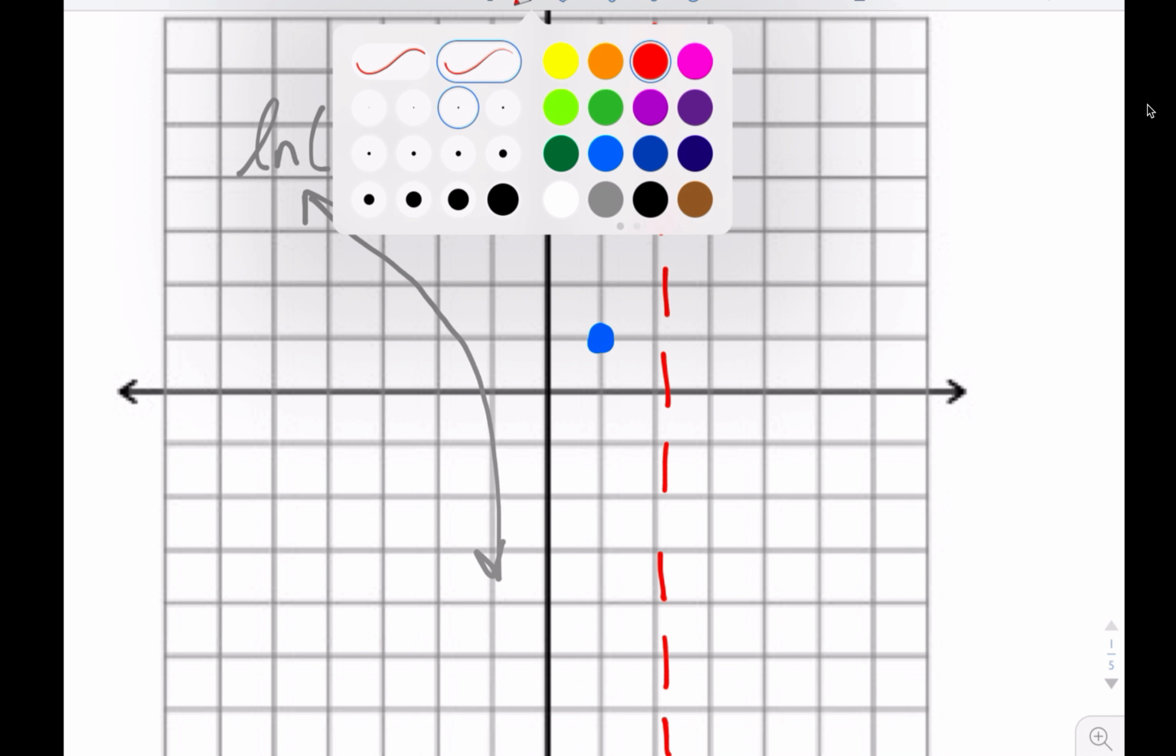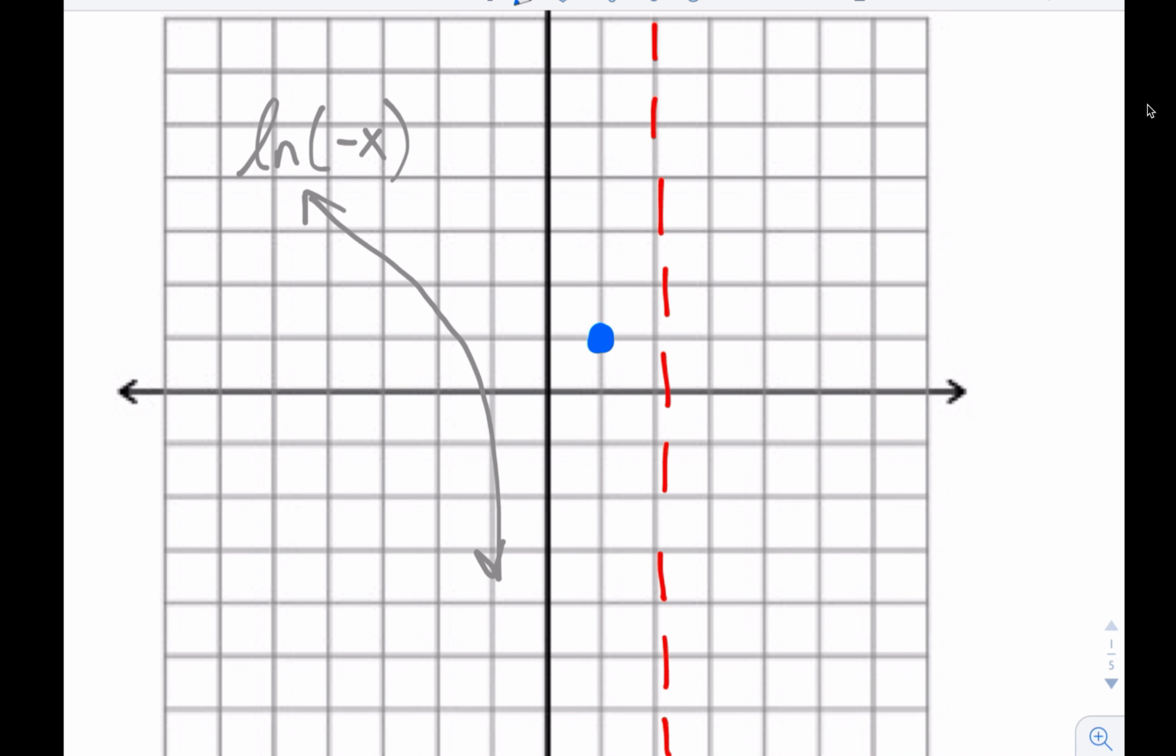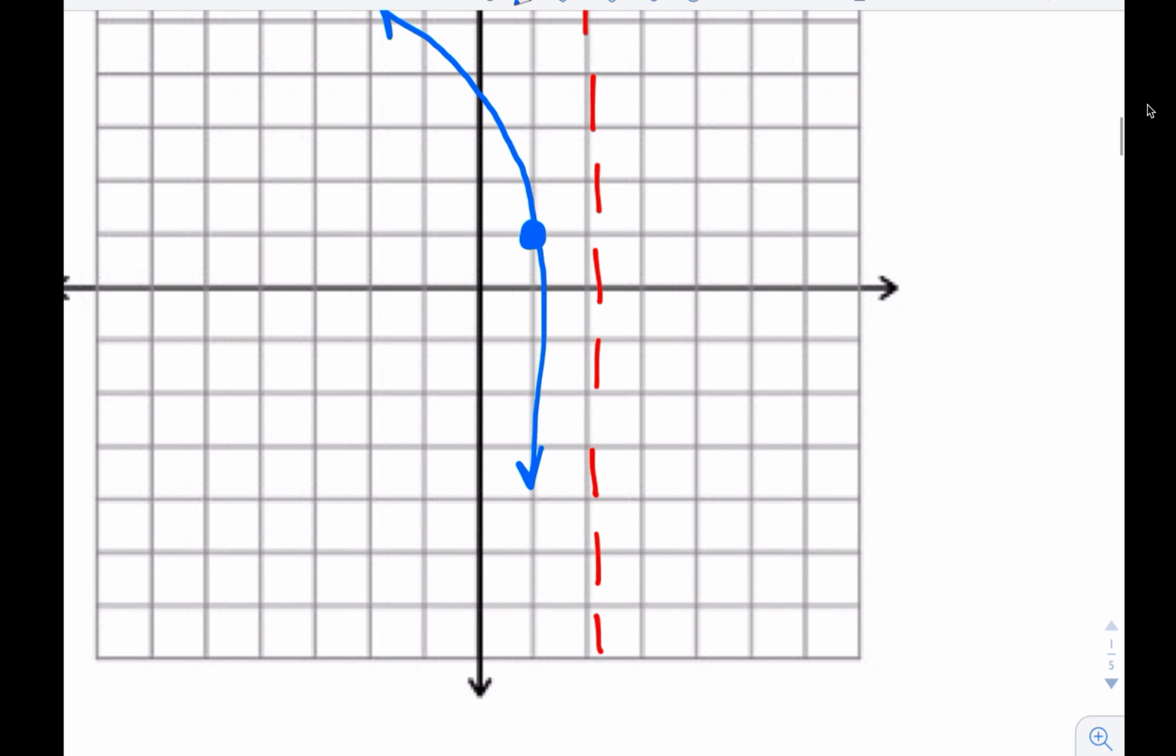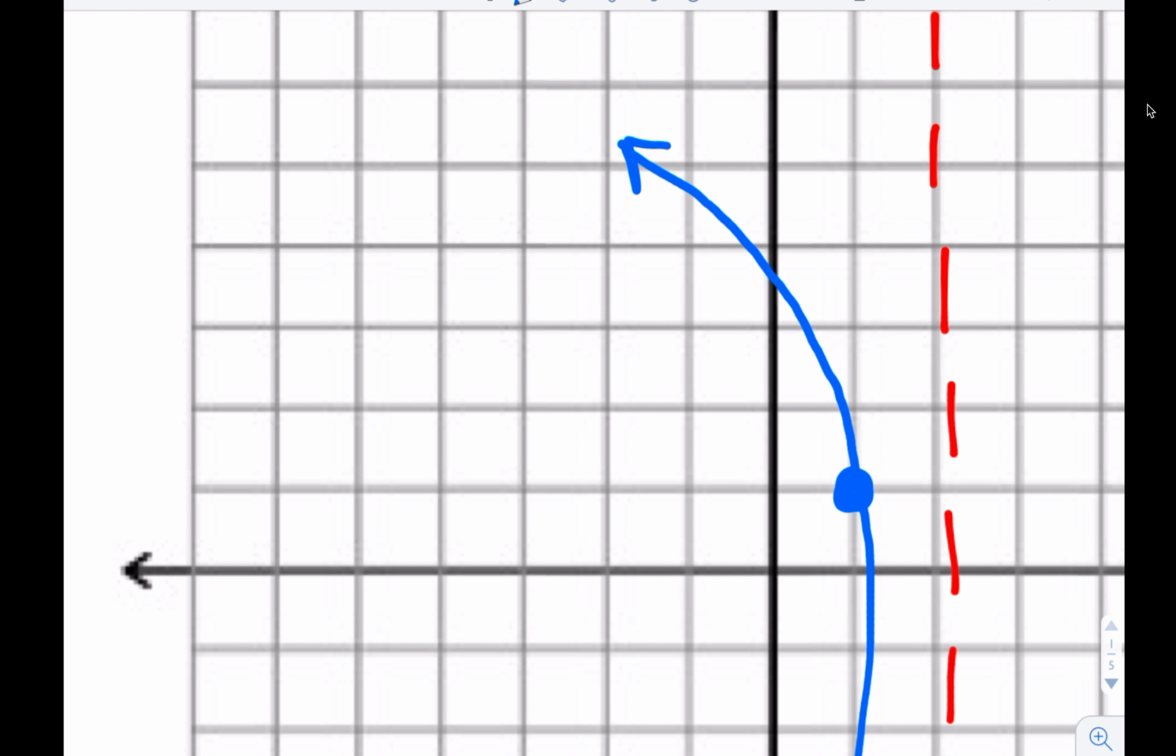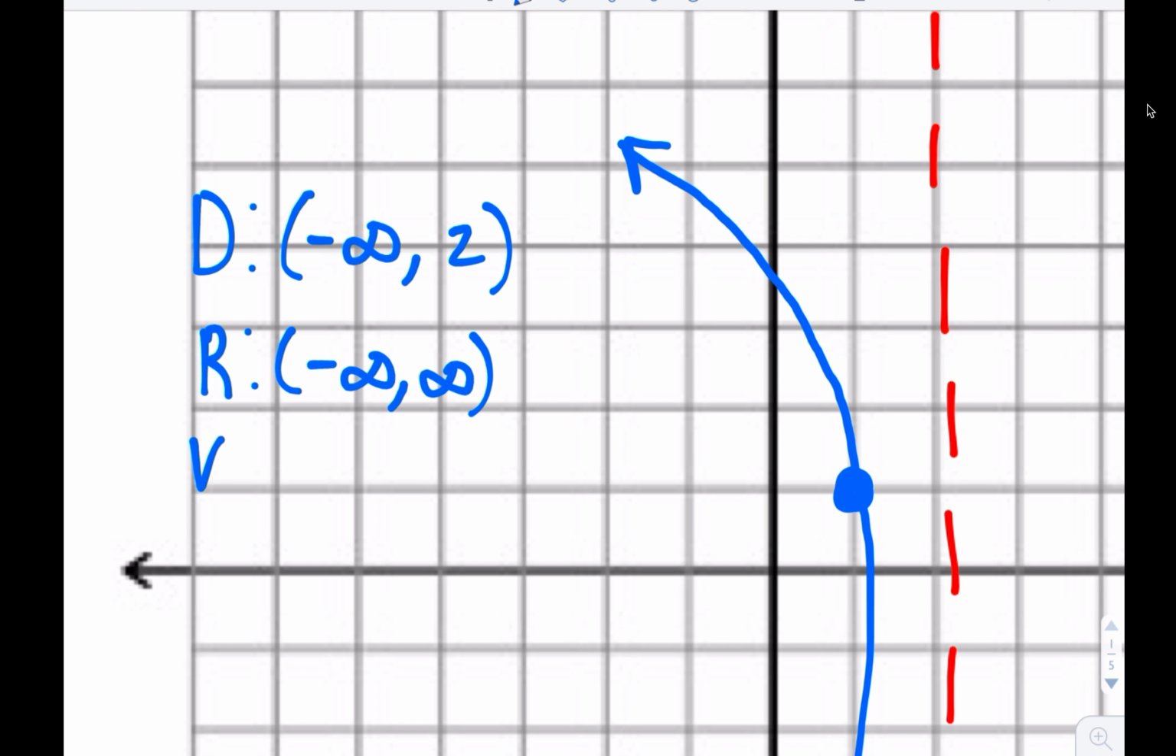Then I'm just going to draw the same shape as I have already, making sure that it goes through (1, 1). So that's your function there. Now I want to write the domain. The domain now is going from negative infinity to 2, because that's where my asymptote's at. My range is all real numbers. I have a vertical asymptote at x equals 2.